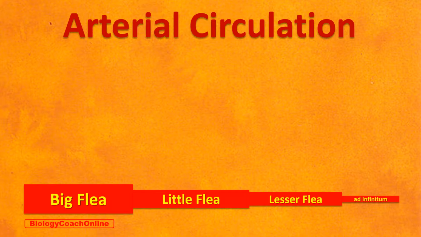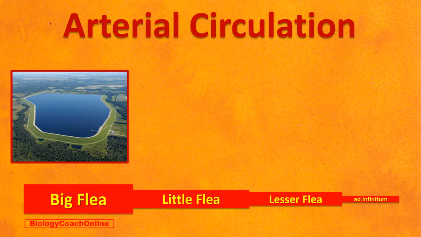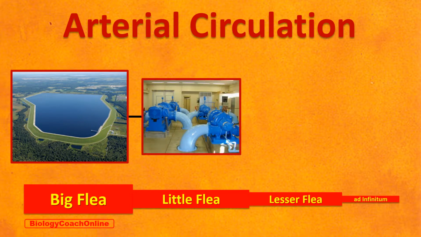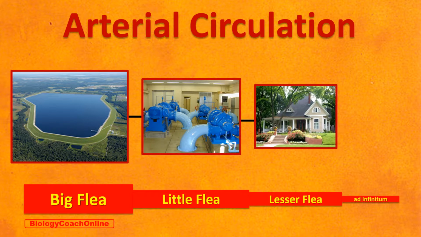Fresh, clean water coming into your house is like arterial circulation. Now recall that arteries transport good blood from your heart to your tissues. So the big flea in this scenario is the reservoir that you see here. The clean water then travels to your municipal pumping station. That's the little flea. From there it gets pumped to your neighborhood and eventually to your house, the lesser flea.